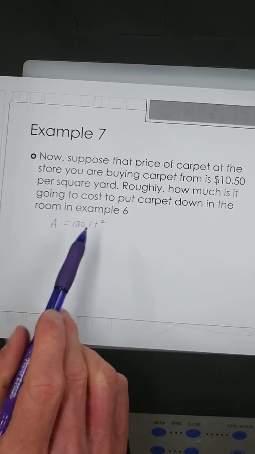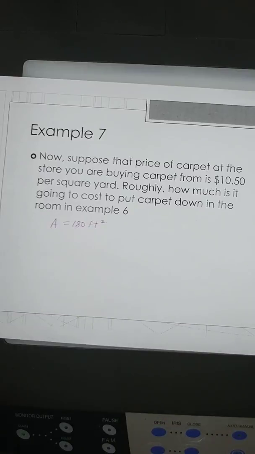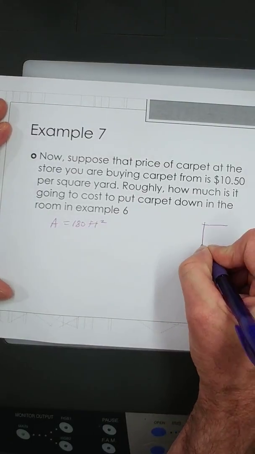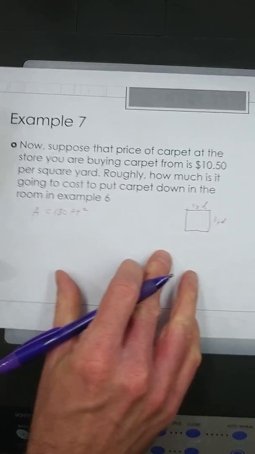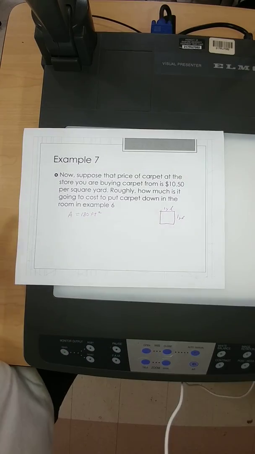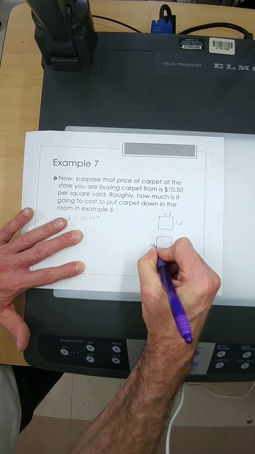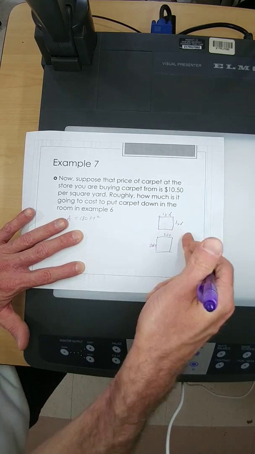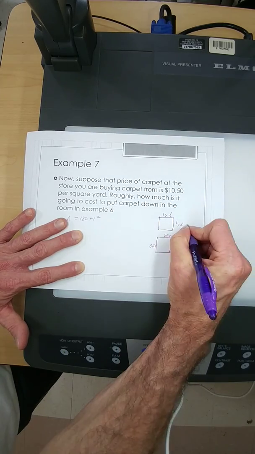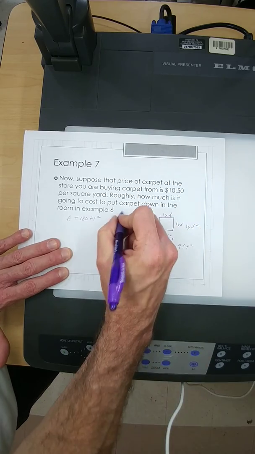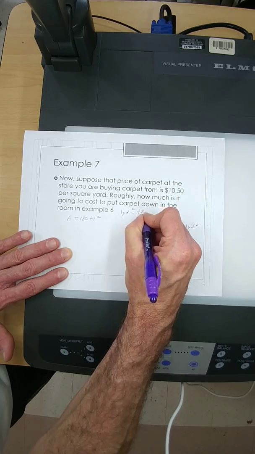And our area, if you recall, was 180 square feet from example 6. So what I'm going to do is convert square feet to square yards. Well, the way you do that is if you think about what a square yard is, 1 yard by 1 yard, then a square foot would look the same, but it would be 3 feet by 3 feet. So if we go 3 feet times 3 feet, that's 9 square feet compared to 1 square yard. So you got to be careful.